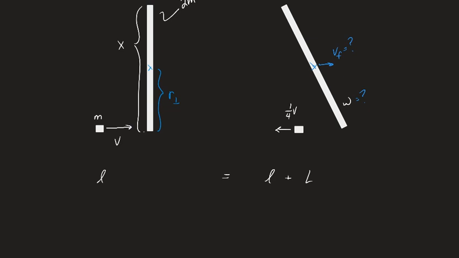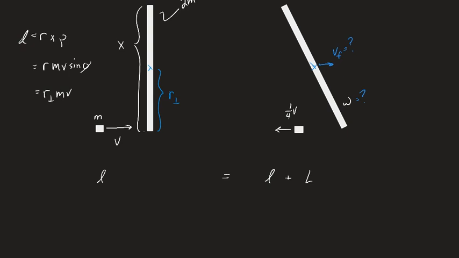I'm going to use the lowercase script L for the box's angular momentum because it's a point mass. And I'll use the capital L for the angular momentum for the rod because it's rotating about some axis of rotation. Now, just a reminder, this is R cross P, or RMV sine of some angle, or R perpendicular MV. Pick which one to do here.